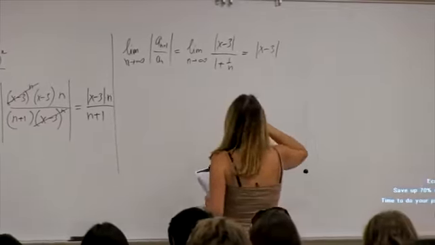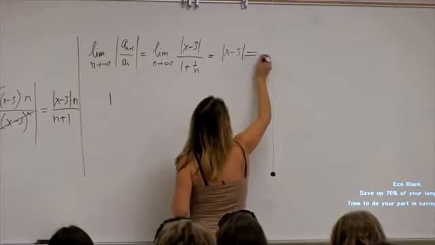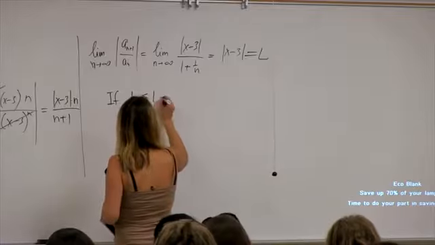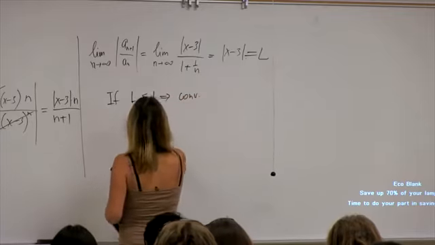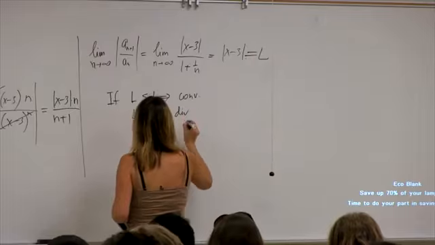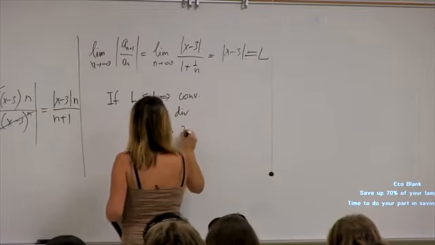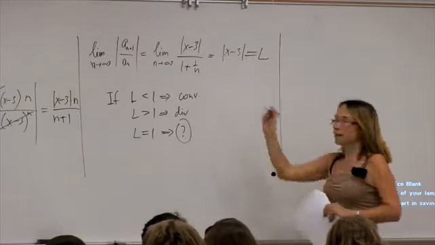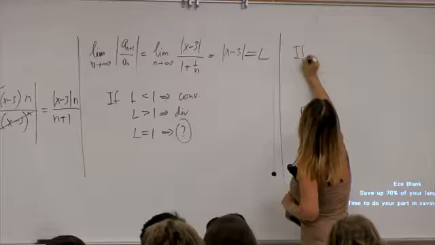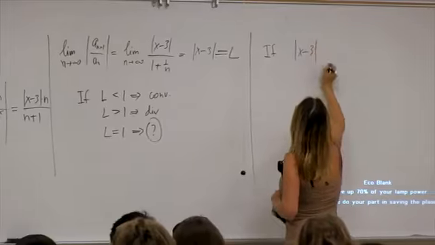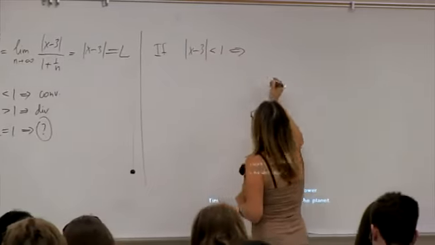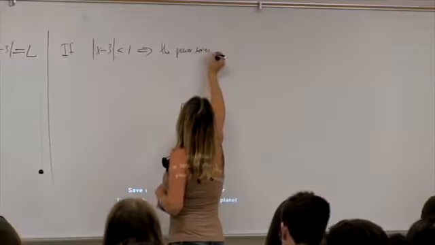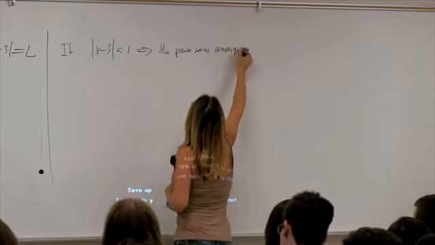Okay. So we call this L when we talk about the ratio test. If L is less than 1, we have convergence. L greater than 1, we have divergence. And L equals 1, we actually don't know. Okay? So let's talk about the cases that we do know. If the absolute value of x minus 3 is less than 1, then the power series converges. Right?